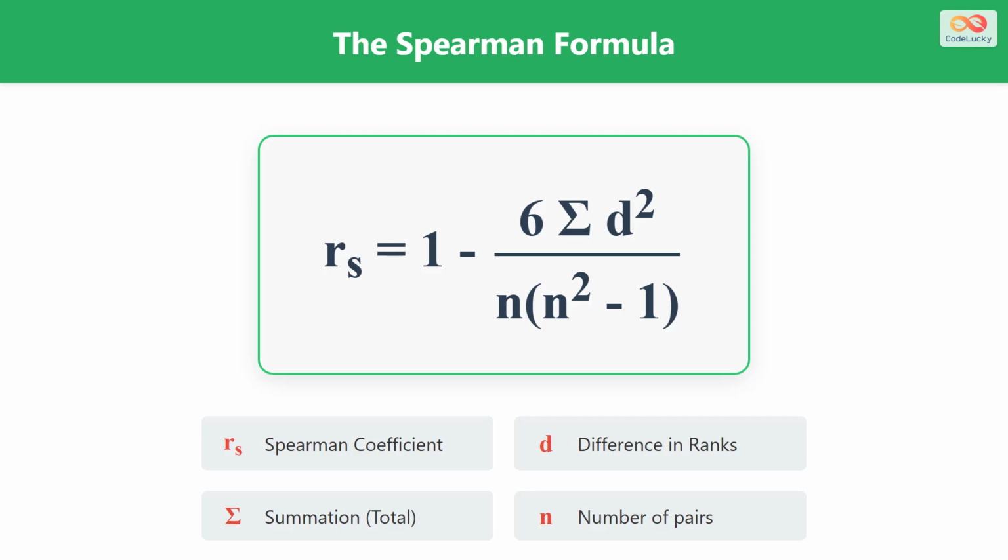Here is the formula for calculating the Spearman rank correlation coefficient, denoted as r sub s. It equals 1 minus a fraction. The numerator is 6 times the sum of d squared, where d is the difference in ranks. The denominator is n multiplied by n squared minus 1, where n is the number of data pairs. It might look complex, but it simplifies greatly in practice.